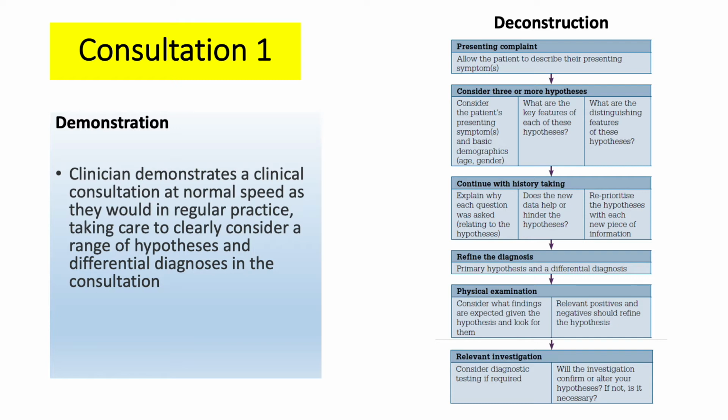In terms of the presenting complaint, we shall consider the hypotheses and the differential diagnosis, looking at the patient's presenting complaint, the key features of each of the hypotheses, and the distinguishing features between each of these hypotheses for the patient. When we continue our history taking, we should explain to our students each of these questions and why they were asked in the first place. We must also explain to them how this new data can help and also hinder this hypothesis. We should explain whether there's a need to reprioritize this hypothesis with this new information.